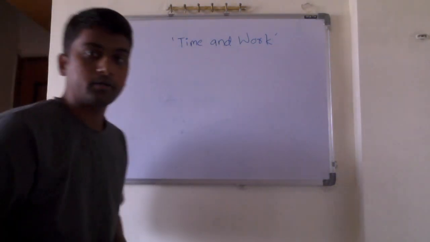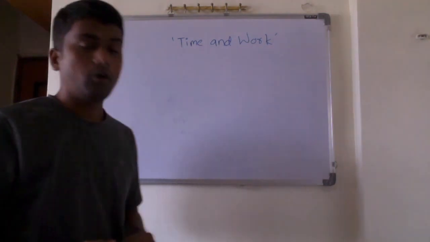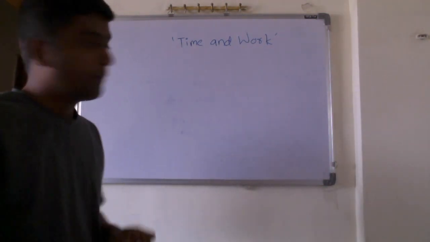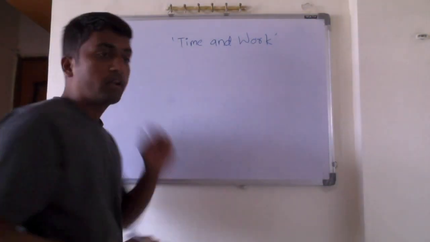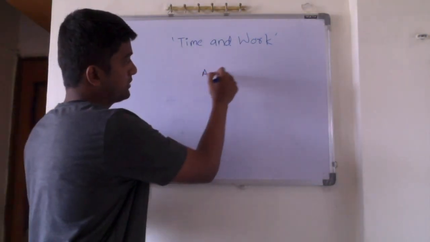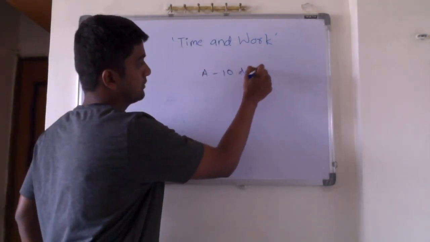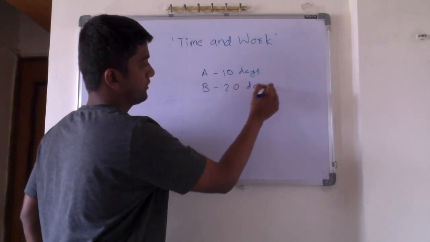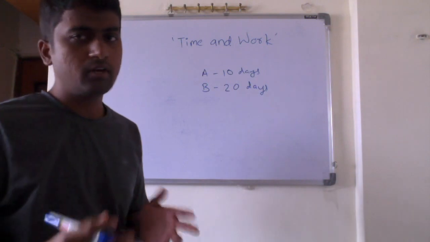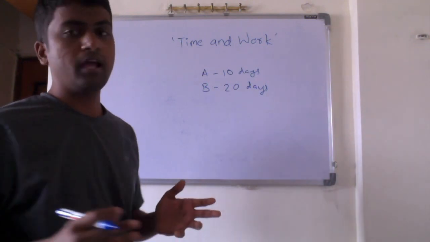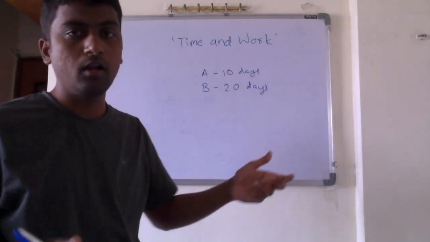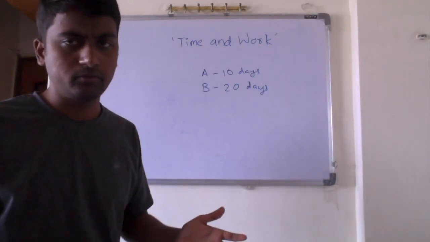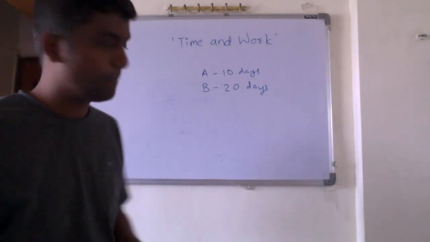Now, time and work. What kind of questions are asked in time and work? For example, A completes a work in 10 days. B completes a work in 20 days. Now this work can be anything. It could be as simple as painting a wall, filling up a board, filling up a notebook, anything. So anything can be quantified as work.